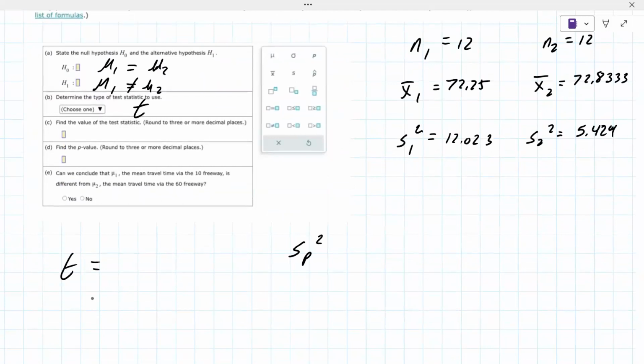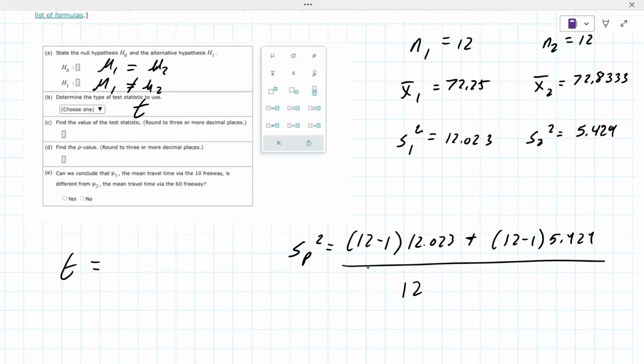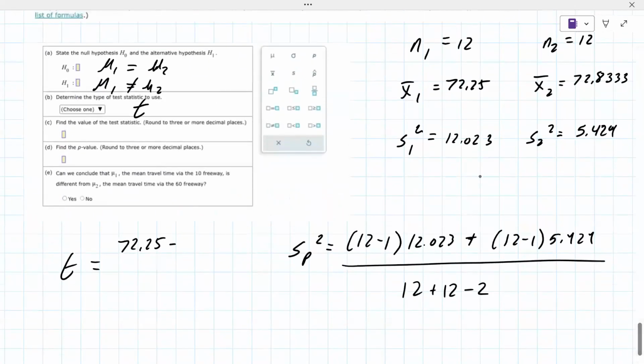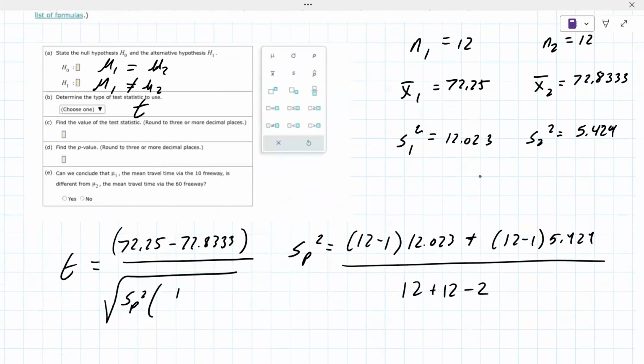So our t is, and this is kind of the nightmare, you have to do this SP squared again. Well, that's a fun one. At least I now know what to calculate. SP squared is 11 times 12.023 plus 11 times 5.424 over 12 plus 12 minus 2. So your t is x bar 1, 72.25, minus x bar 2, which is 72.8333, over the square root of SP squared times 1 over N1 plus 1 over N2.